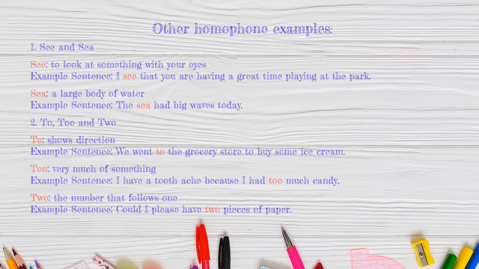The next too, spelled T-O-O, means very much of something. When used in a sentence, I can say, I have a toothache because I had too much candy. And the third two, spelled T-W-O, means the number that follows 1. When used in the sentence, I can say, could I please have 2 pieces of paper?